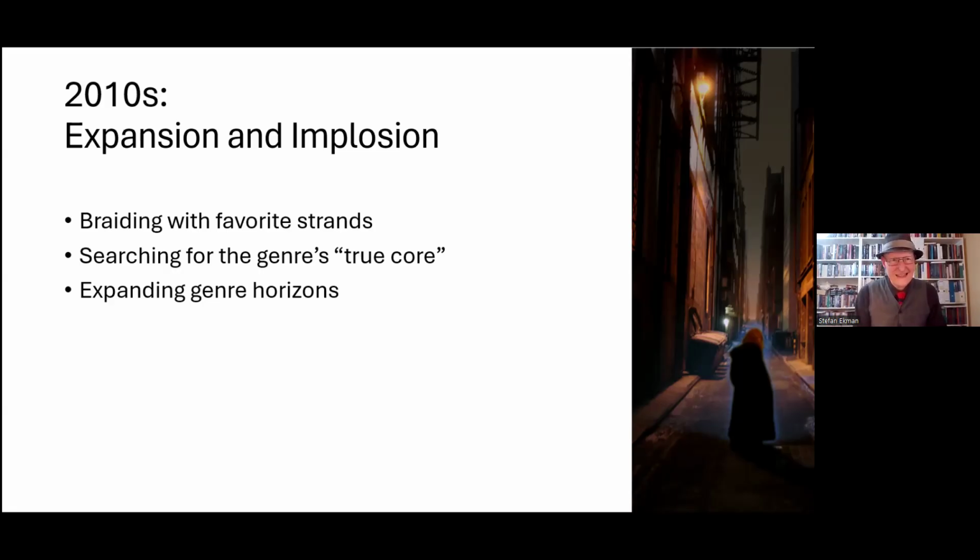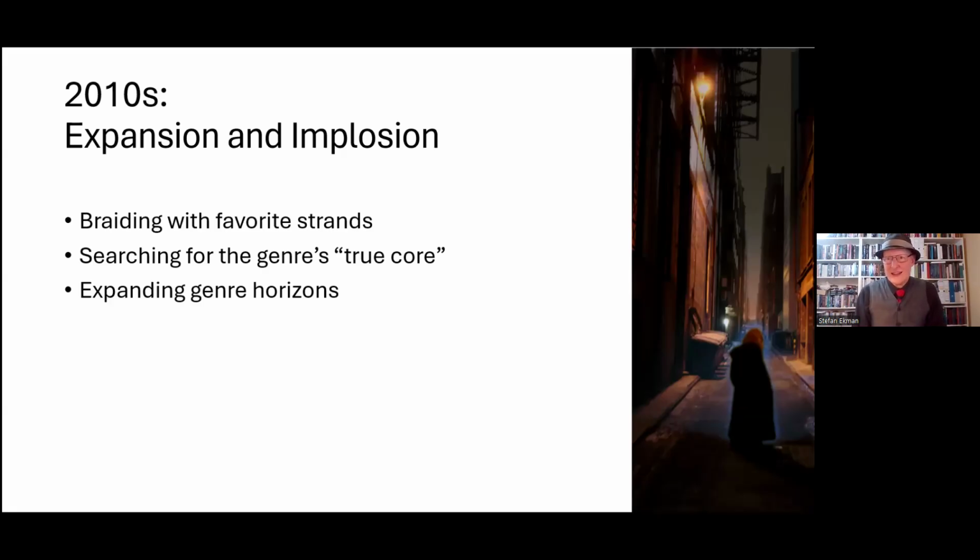So in the 2010s, it was more a question of braiding your favorite strands together for authors, and for readers, identifying what kinds of braids you preferred. And then, of course, there was this constant discussion about what is the core or the heart or the true center of the urban fantasy genre. If you look at discussion lists and discussion boards from that time, that's one of the most constant concerns, trying to explain what urban fantasy is and then dividing it into a number of subversions when you're trying to get the whole thing together.